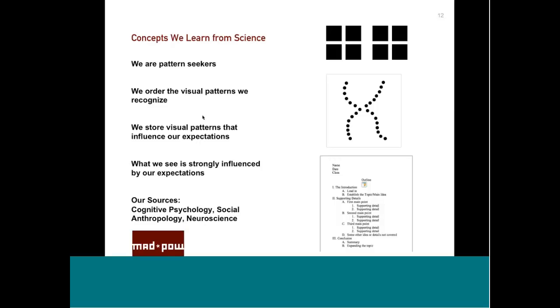We also have to understand that we store visual patterns, and these patterns that we store, the face of someone we remember, a location that has some meaning to us, has a great deal of influence on our expectation when we see something. So as we are doing design, we have to become attuned to the fact that what we see is very strongly influenced by our expectations, which is why it's so important to create personas and to understand the audience that you're designing for.